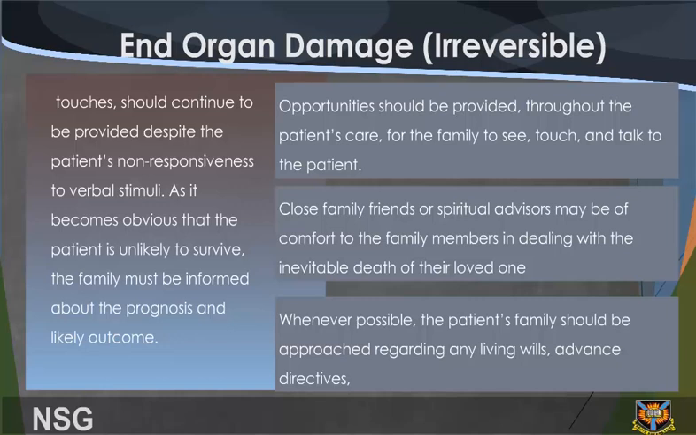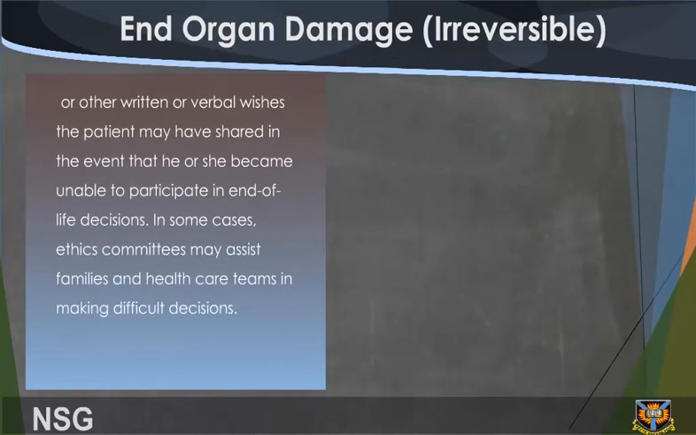Whenever possible, the patient's family should be approached regarding any living wills, advance directives, or other written or verbal wishes the patient may have shared in the event that he or she became unable to participate in end-of-life decisions. In some cases, ethics committees may assist families and healthcare teams in making difficult decisions.